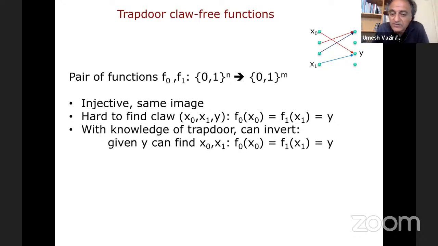On the other hand, there's a trapdoor. So if you know the trapdoor, then you can efficiently invert y. Given y, you can compute both x0 and x1, which are the two pre-images of y under these two different functions. These trapdoor claw-free functions were introduced by Goldwasser and Micali, I believe, in the 80s. And what we are going to be using is the post-quantum analog of them, just using post-quantum cryptography to implement these trapdoor claw-free functions.